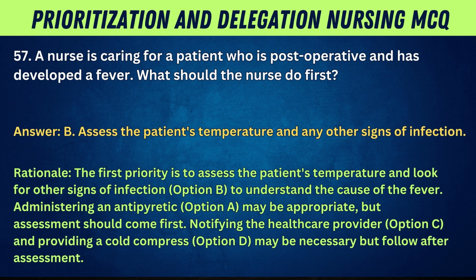Answer. B. Assess the patient's temperature and any other signs of infection. Rationale. The first priority is to assess the patient's temperature and look for other signs of infection, option B, to understand the cause of the fever. Administering an antipyretic, option A, may be appropriate, but assessment should come first. Notifying the healthcare provider, option C, and providing a cold compress, option D, may be necessary but follow after assessment.